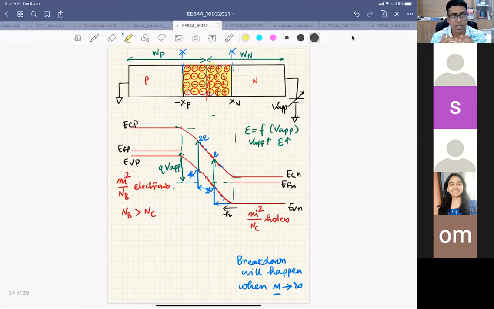Then talking about avalanche multiplication. So just to recap what is avalanche multiplication, I have again taken this PN junction example.